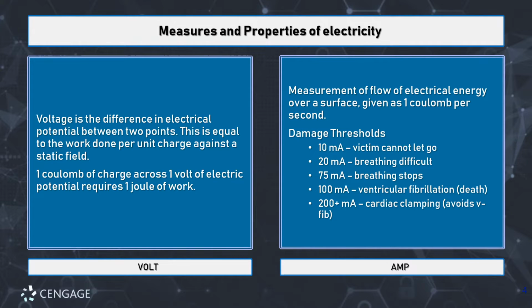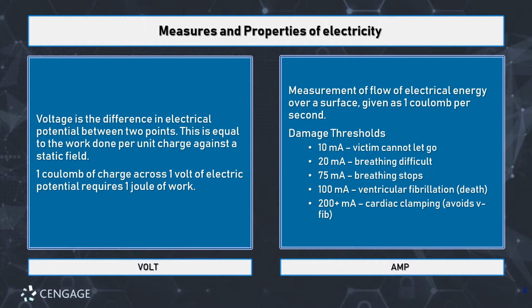So at 10 milliamps, the victim essentially is unable to let go of whatever surface they may be holding that is energized. Basically, 10 milliamps is enough to override the nerve impulses that your brain produces to say, open your hand, to let go. Okay.